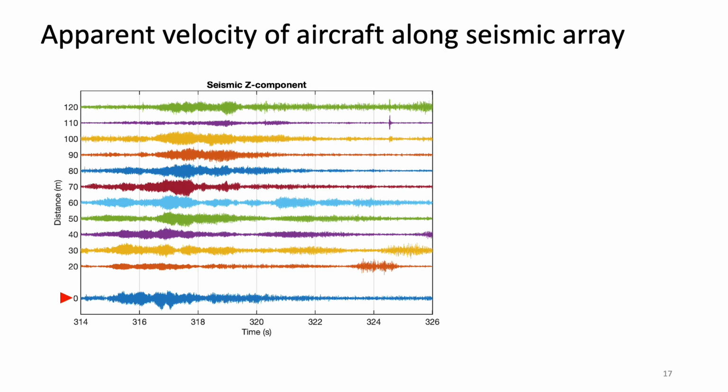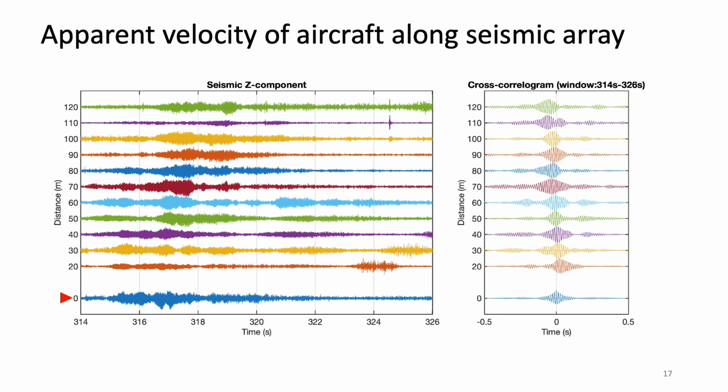Taking channel 0 as the masked channel and applying cross-correlation between the masked channel and the other ones, we can get the cross-correlogram on the right panel. By linear fitting the arrival time of the airplane's main energy, we can get its apparent velocity along the seismic array, which is 1,308 meters per second. It is very large because of the angle effect.